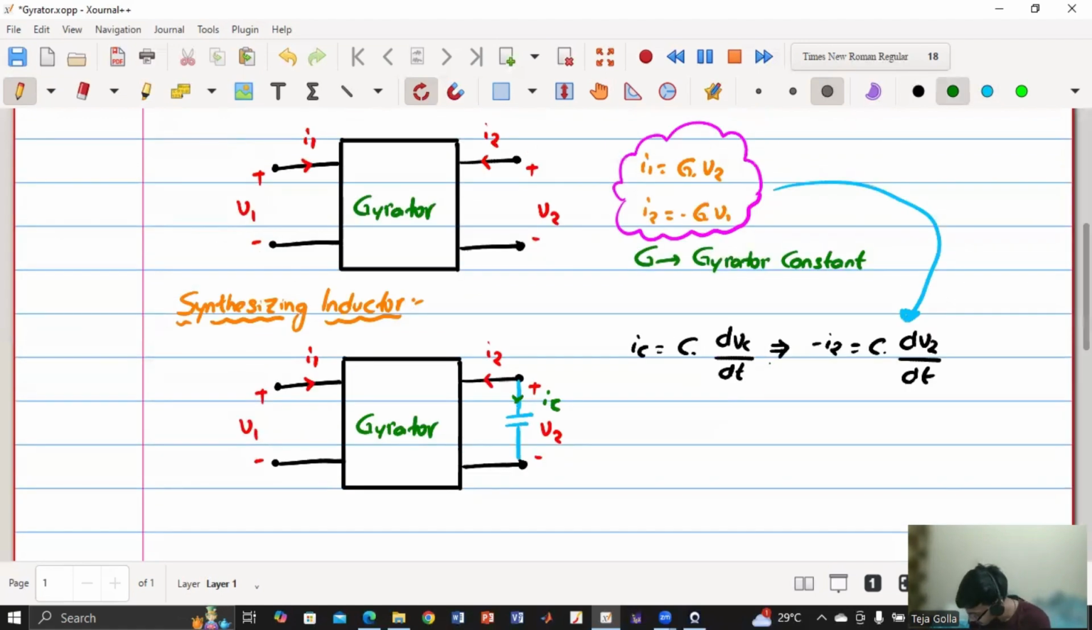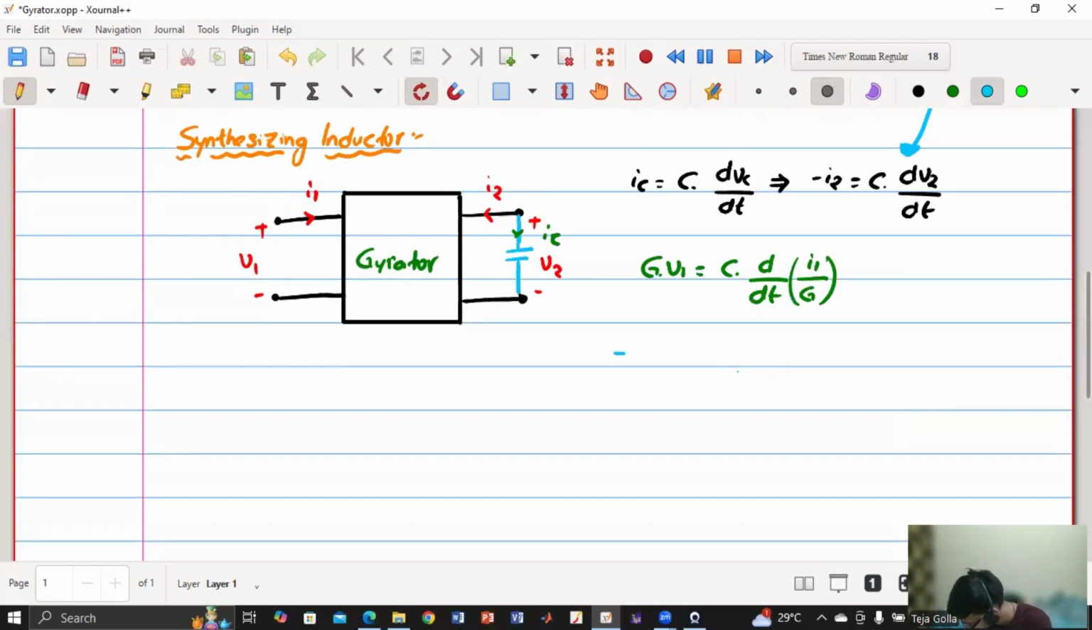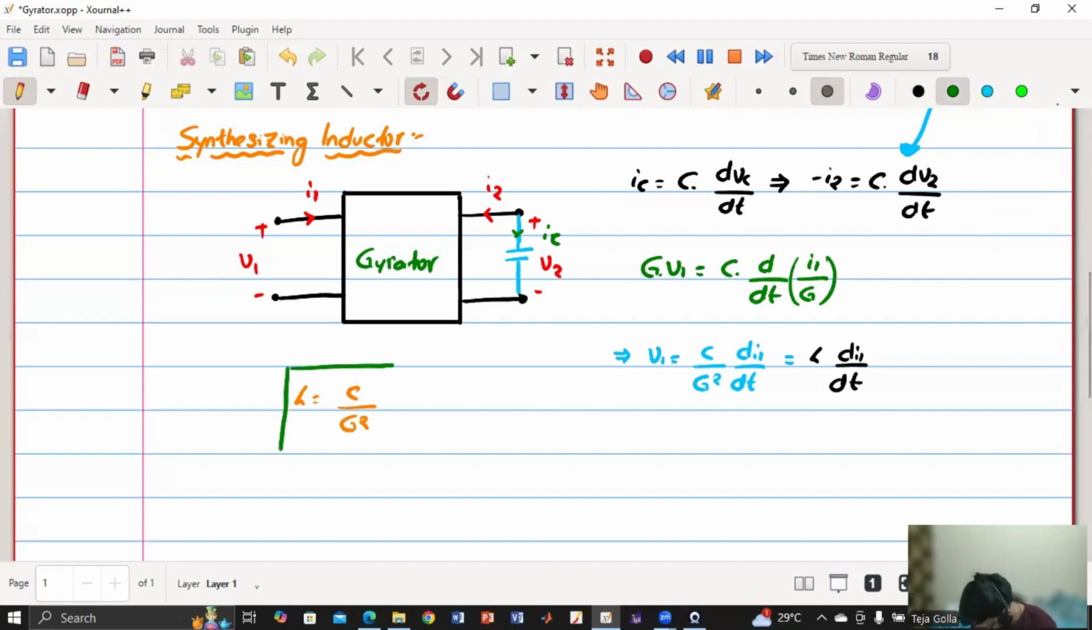So let me replace minus I2 with G times V1, and C d by dt of V2, which is I1 by G. So now if I rewrite this equation in a different way, I will get something like this. V1 is equal to C by G square into di1 by dt, which can also be written as L into di1 by dt. So V1 and I1 relationship resembles that of an inductor, where the inductor value L is given by C by G square. So now I can play with the Gyrator constant and the capacitor value to get the required inductance value.